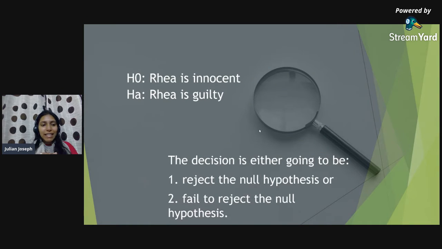Let's take one of our trending examples currently, where we have a null hypothesis saying Ria is innocent, and an alternative hypothesis saying Ria is guilty. And a lot of us want the alternative hypothesis to come true or not. But whatever it is, the final jury's decision would be either of these. You would either reject the null hypothesis, or you would fail to reject the null hypothesis. So there is no accepting the null hypothesis. You would only fail to collect enough evidence against the null hypothesis.